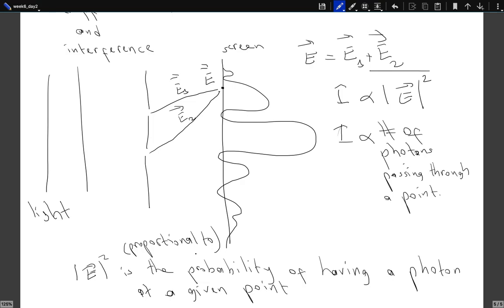Now we have this new concept of the probabilities for particles. And what is actually interfering over here is the probability waves. You see, since E squared is a probability, E is the wave. So E is called the probability wave. And the probability wave satisfies the superposition principle. And hence, the probability wave interferes. So particles show this interference phenomenon.